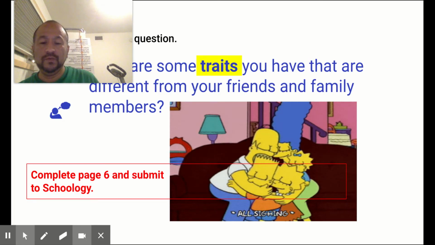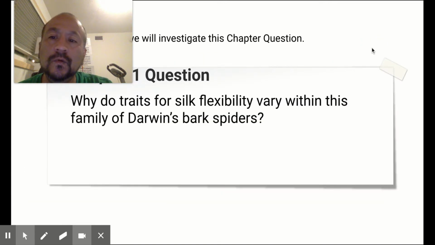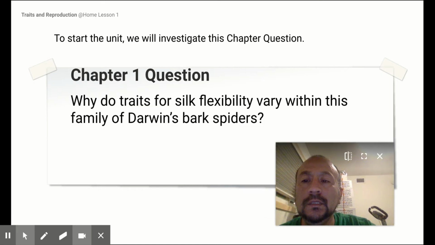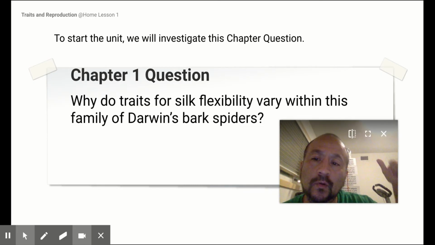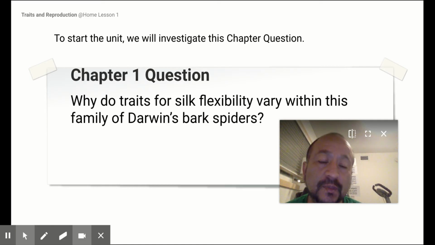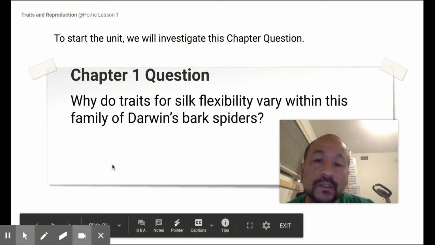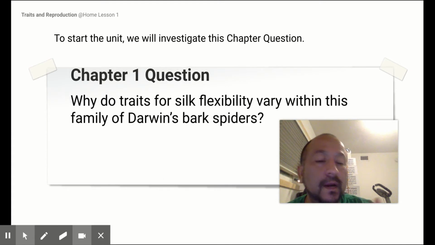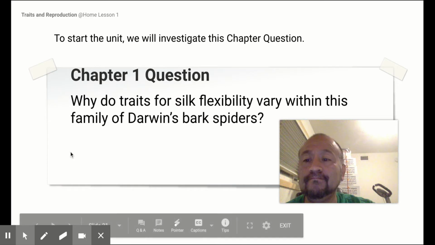So what do you think? Let's go on, so complete page 6, and then we're going to move on to the next question. And this is the chapter question, very important. It's up on the board. Why do traits for silk flexibility vary within the family of Darwin's bark spiders? The keywords there are traits for flexibility. Why are they different? It's almost like asking, why does my sister have curly hair and I have straight hair? Or why is my brother tall and I'm short? Good questions, right?